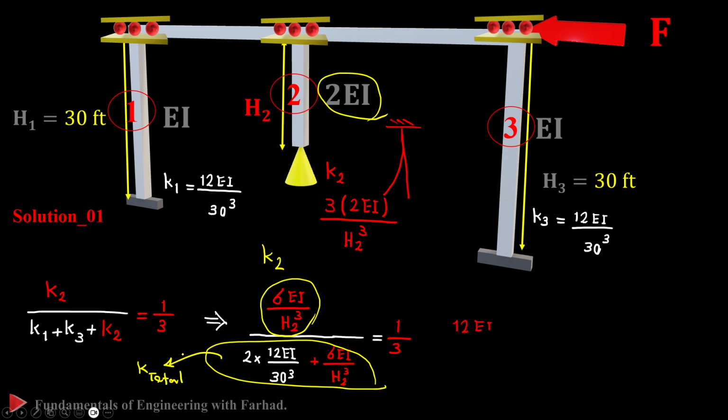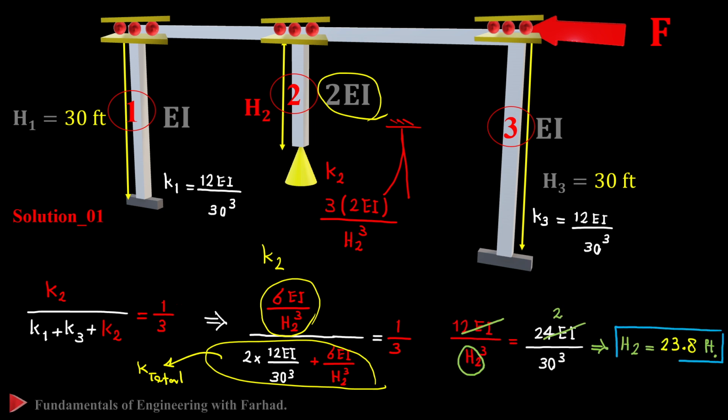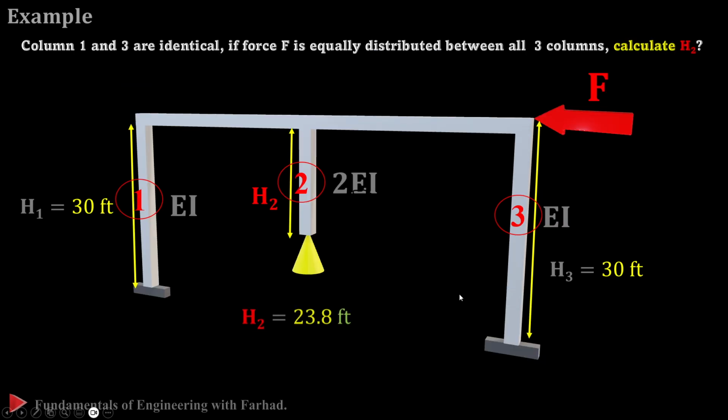That's 1/3. If you simplify it and solve it for H2, it gives you 23.8 feet. So in our problem, we were looking for H2, the height of the middle column, due to this loading and this configuration of the structure, and H sub 2 is equal to almost 24 feet.